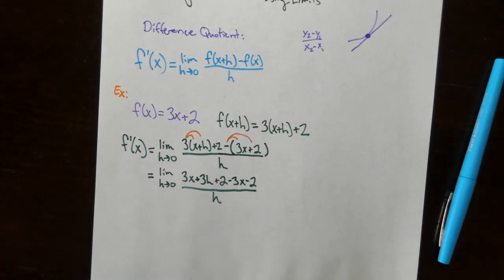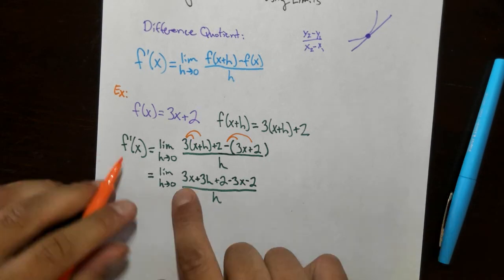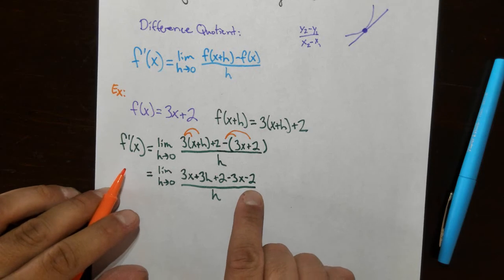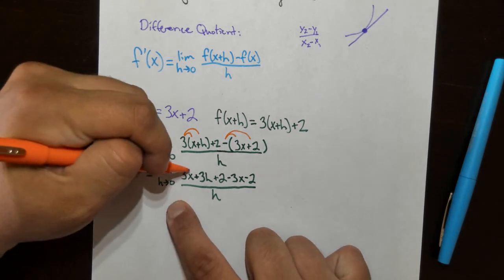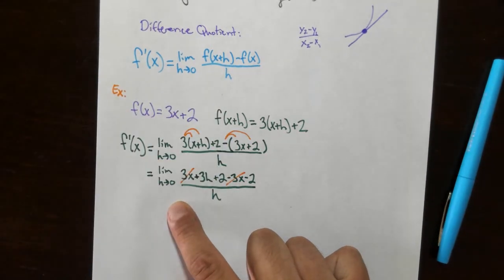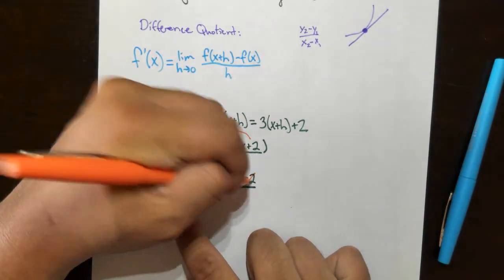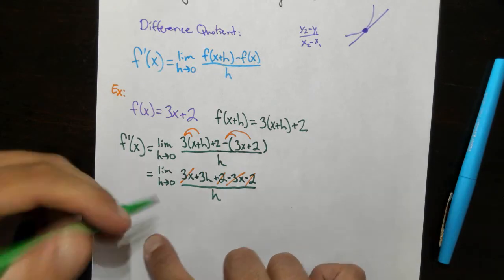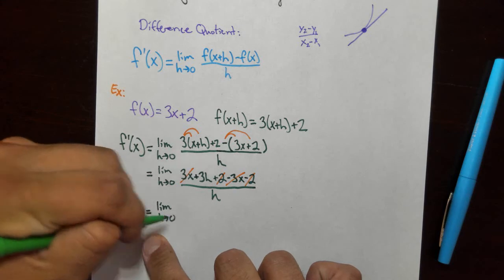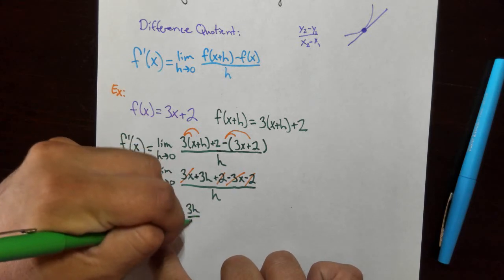Now, this is what happens here. And you might already see it. We have a lot of things that cancel out, right? For instance, we have this 3x and this negative 3x. We have this 2 and we have this negative 2. So I can just cross this out, and cross this out, and cross this out. And what we have left here is simply the limit as h approaches 0 of 3h over h.